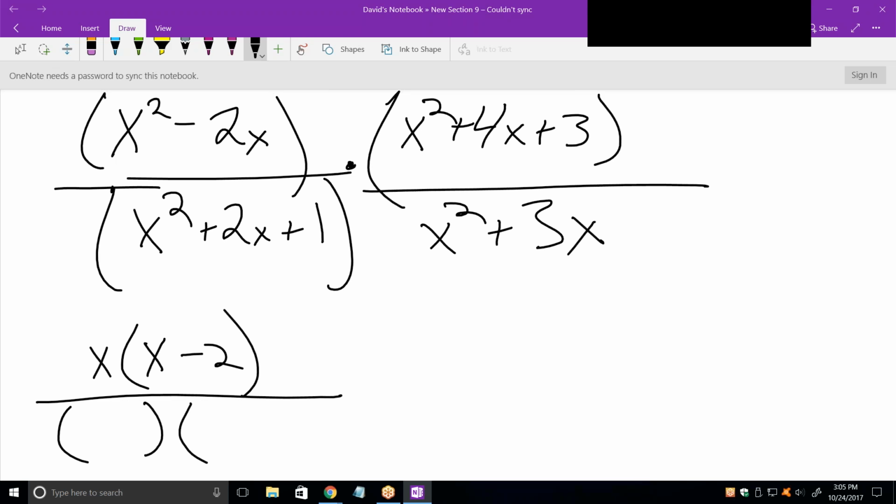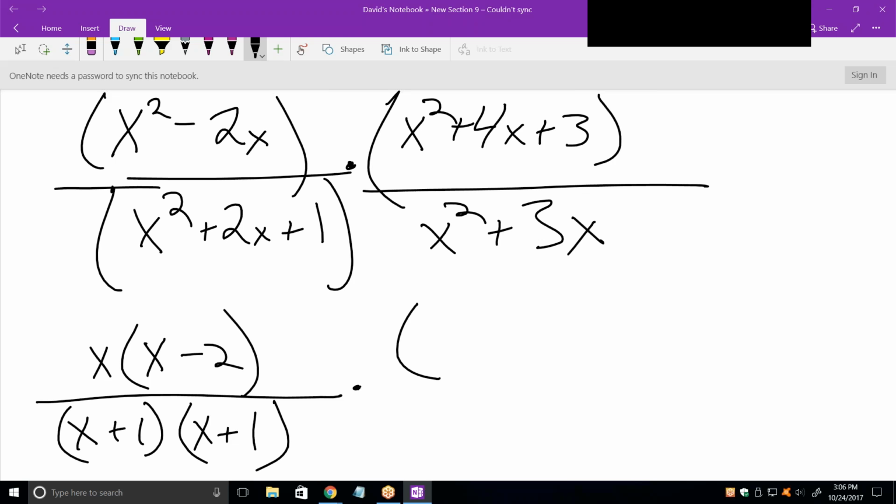So it'd be 2 brackets, and then x in each. So it'd be x plus 2, x plus 1. Remember the two numbers have to multiply to 1. X plus 1, x plus 1. And that produces the correct middle term of 2x. So that is correct. Okay.